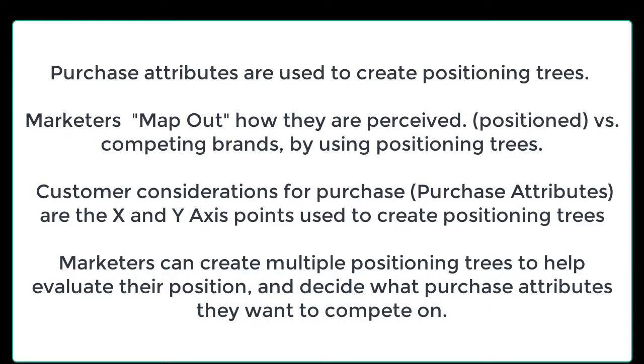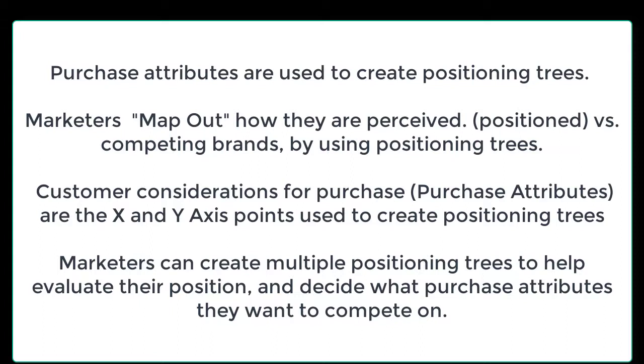So when we talk about purchase attributes, these are things that are important to a customer when they're thinking about buying your product. For fast food, it would be things like: how much menu variety do they have? What's the speed of service? How healthy or unhealthy is the food? How convenient, meaning how close is it?